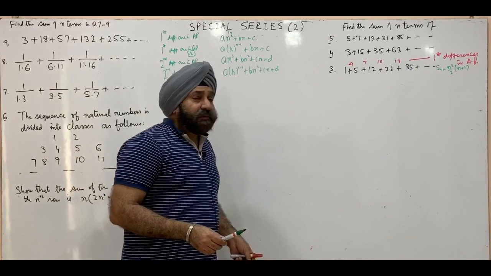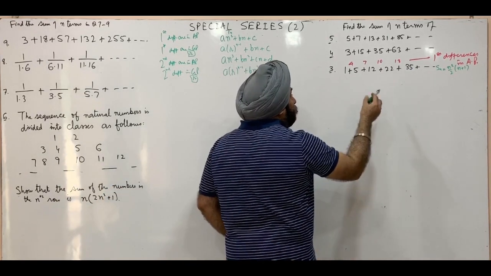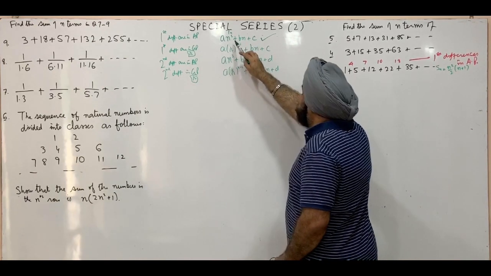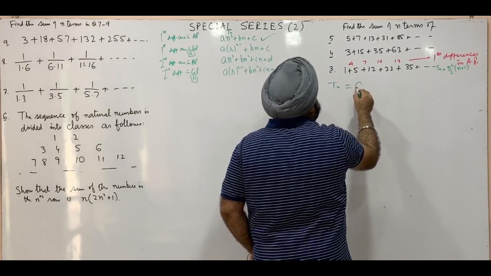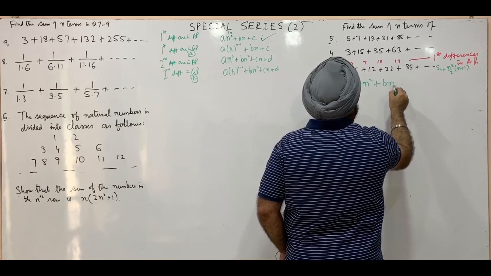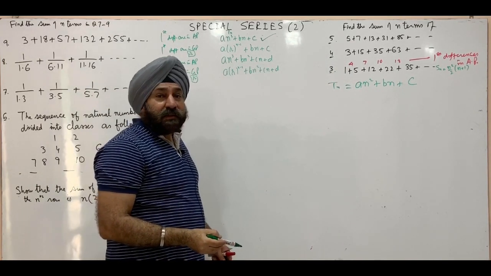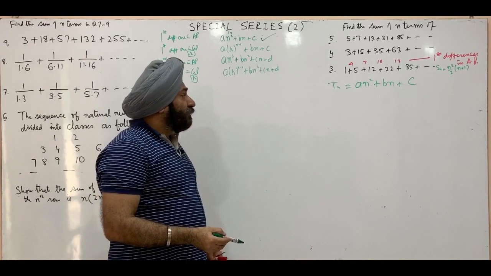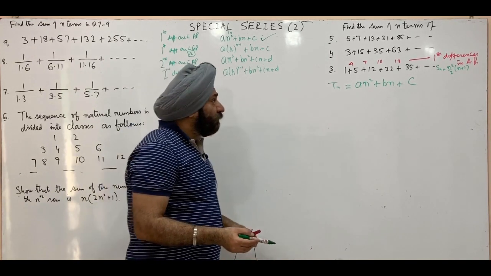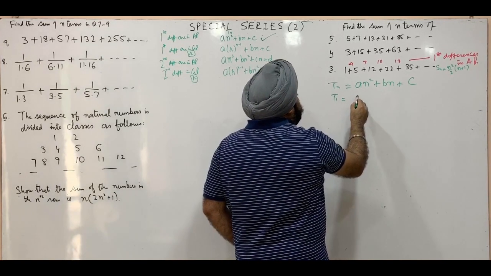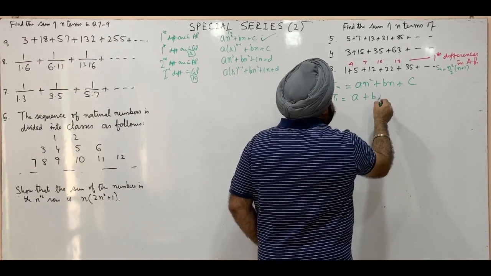So we identify that the first differences are in AP, so we can write the nth term as a quadratic. Tn is a n square plus bn plus c. Now how do we find out a, b and c? For evaluation of a, b and c, we need 3 equations in a, b and c. We put n is equal to 1. This is a plus b plus c.